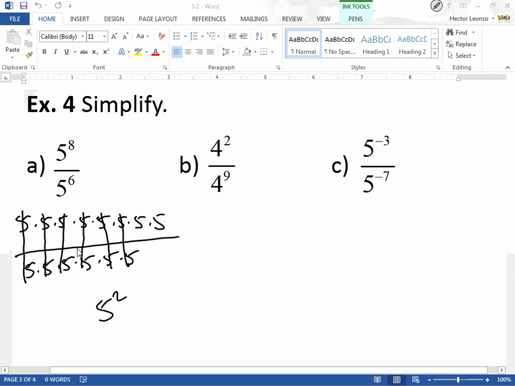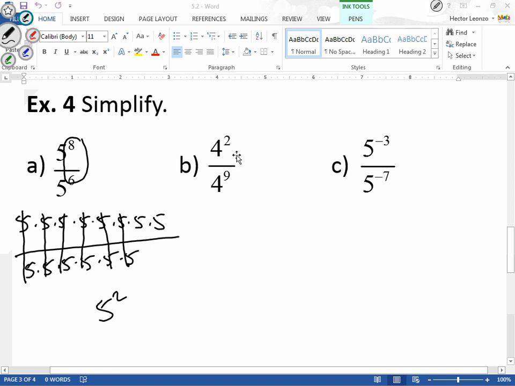This is the long way. Now, the easy way, one way we could have gotten there, we could have just subtracted my exponents. 8 minus 6 gives me 2. The only thing, though, if we're dealing with positive exponents, make sure you put the answer on the side where the biggest exponent is, whether it's the top side or the bottom side.